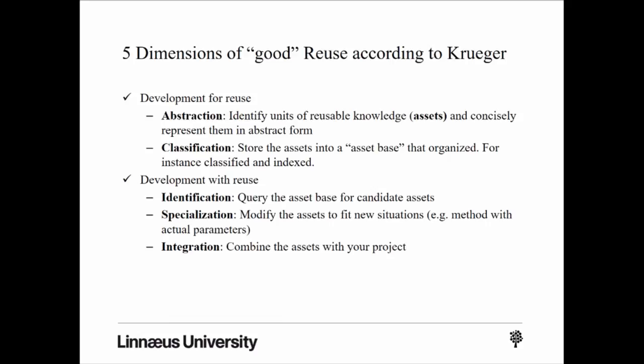And then you integrate it. So if you can establish a system that supports abstraction and classification for reuse, and identification, specialization, and integration when you develop with reuse, you will be kind of successful. And as you will see today, the software product line is actually successful in this. And I will try to explain the reasons for that to you later.